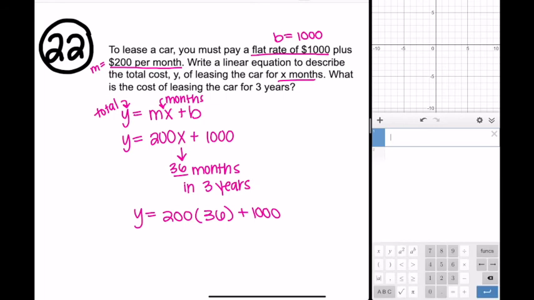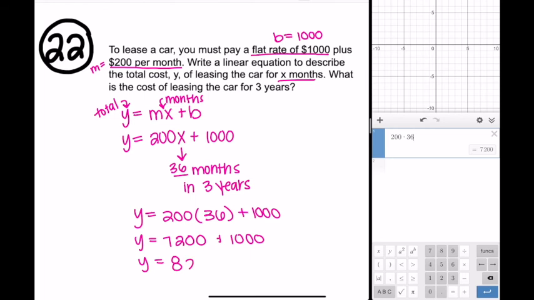We can type this in Desmos. 200 times 36 is 7,200 plus 1,000, which brings the total to $8,200.